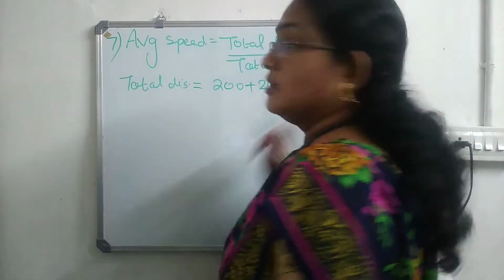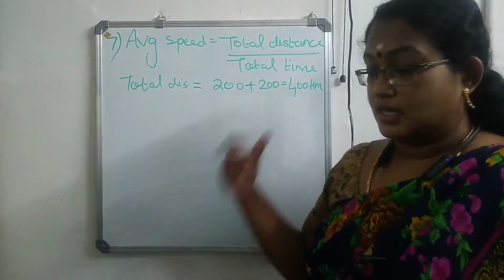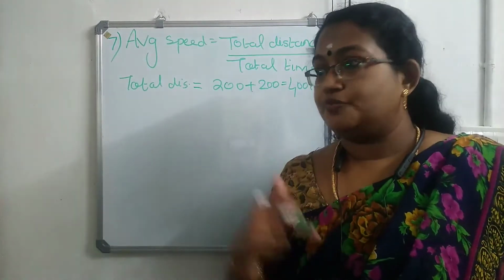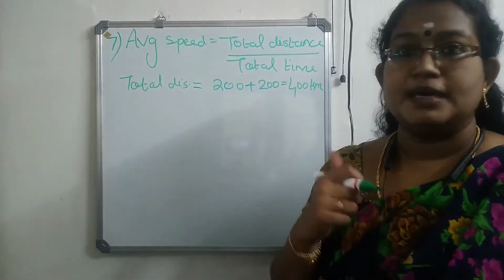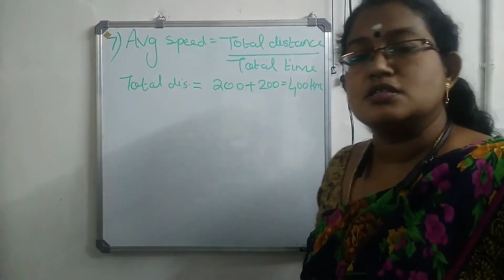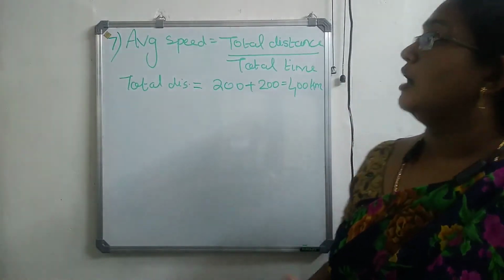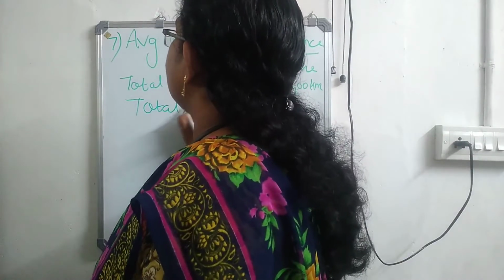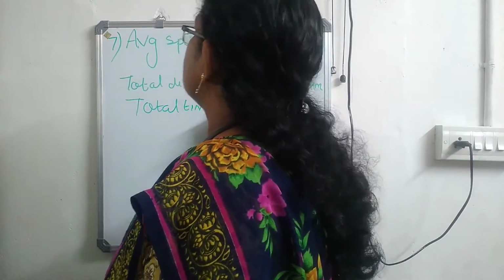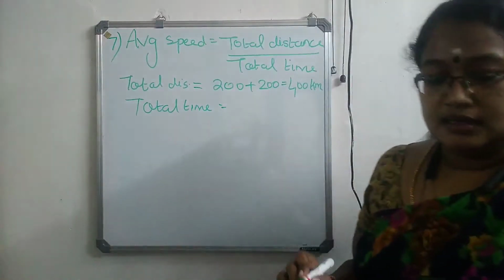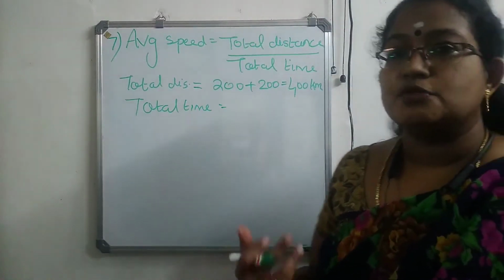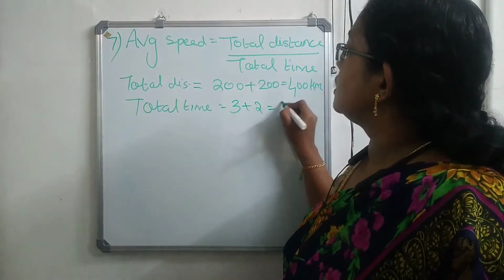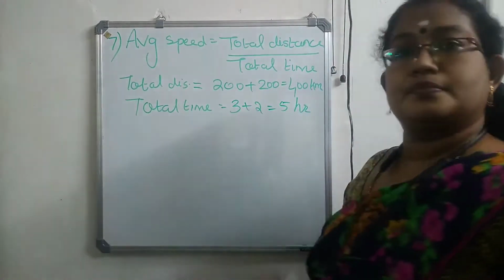Did you understand why I added? Because this is the total distance traveled by the train. It moved from A to B and then from B to A. So the total distance is 400 km. Now, what about the total time? In one direction, the time taken was 3 hours and in the other it was 2 hours. So the total time is 3 plus 2, which is equal to 5.